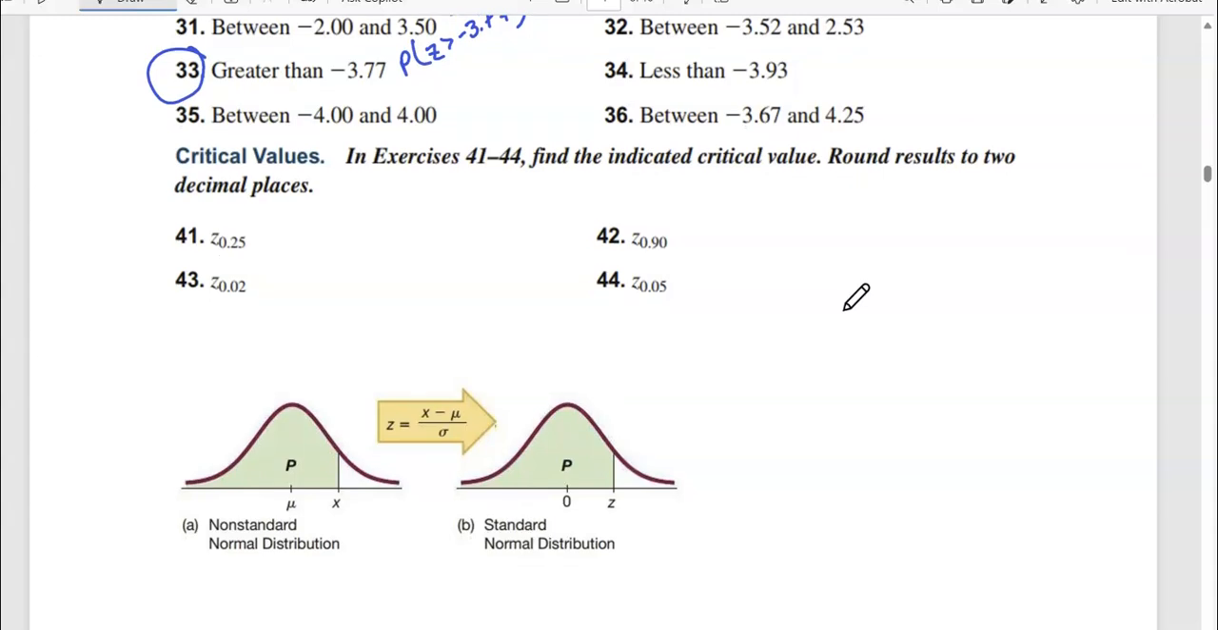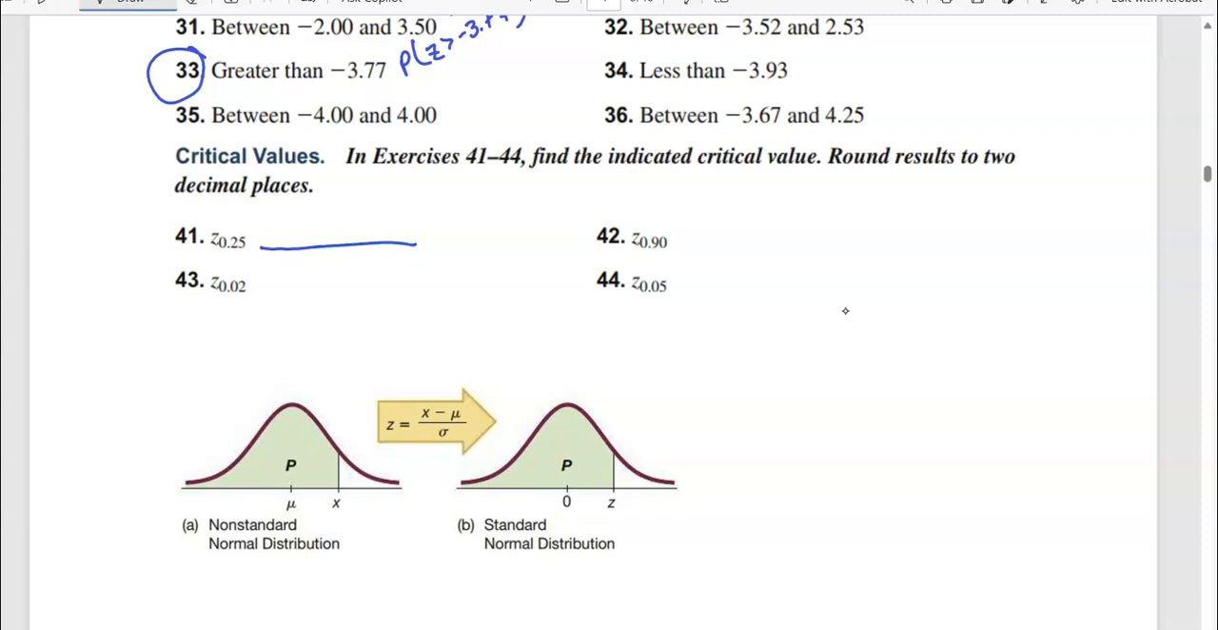And then now we need to talk about those critical values. And this is going to work the same way as the other problems that we did. It's going to help if you draw a picture of what's going on. So let's look at 41. We want to find the critical value associated with Z of 0.25.